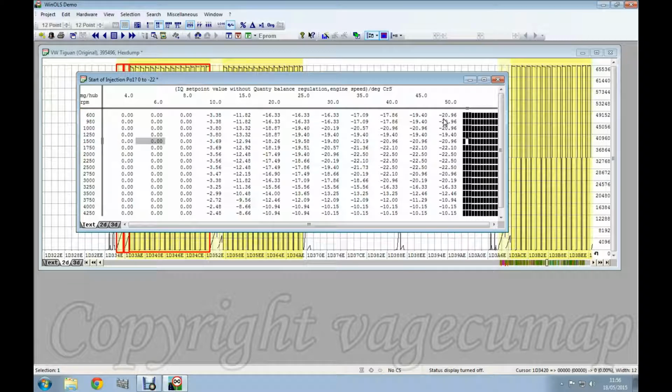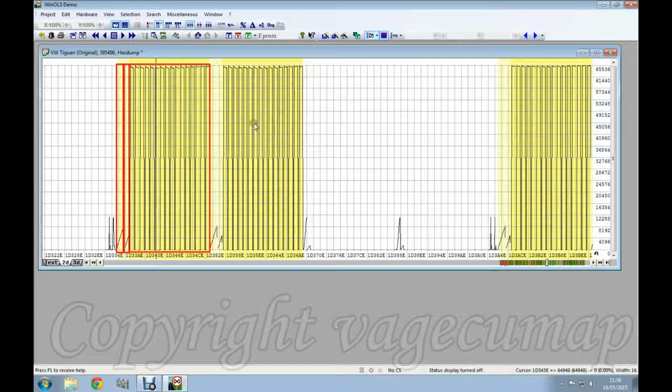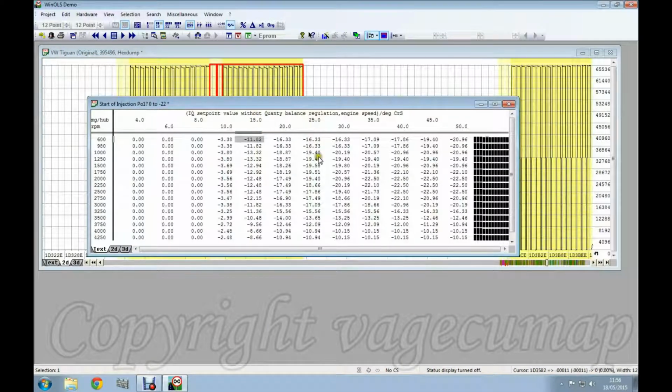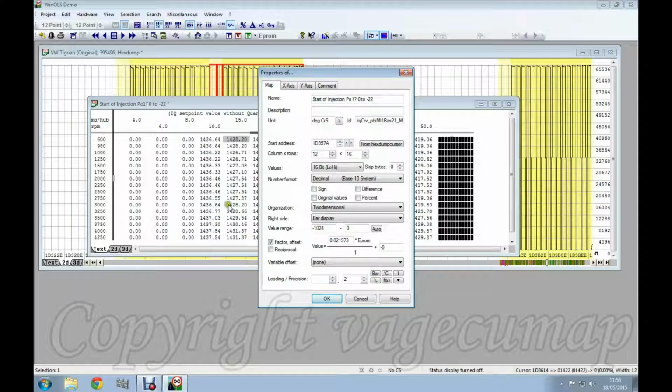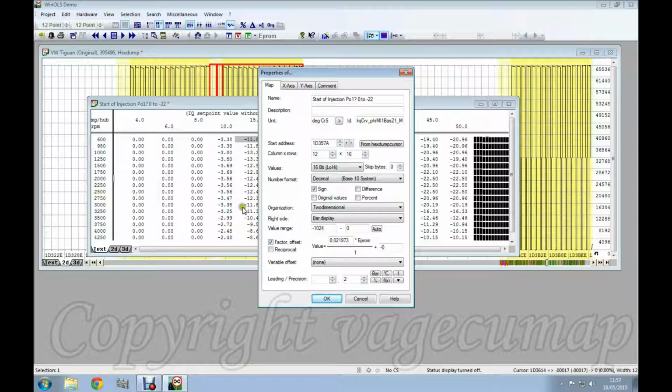Now the very fact that these have got all these minus numbers on them, which are a reflection of those big numbers up there, suggests that these are post injections. You'll see what I mean about the minus numbers. It's the sign here that's causing that. If I click off sign, you can see they suddenly become great big numbers, and if I put sign back, they become more sensible, understandable numbers in terms of degrees. And there's the factor that I've used.